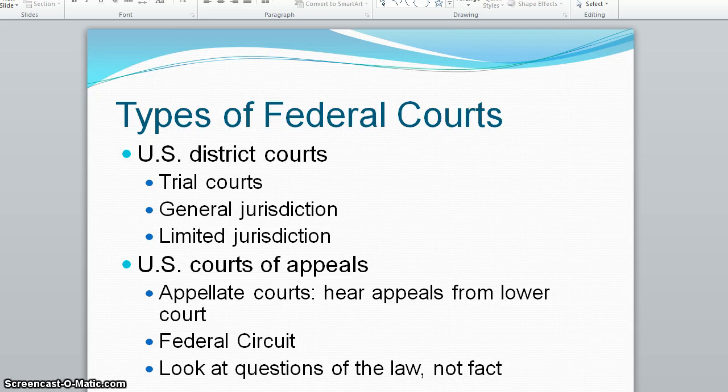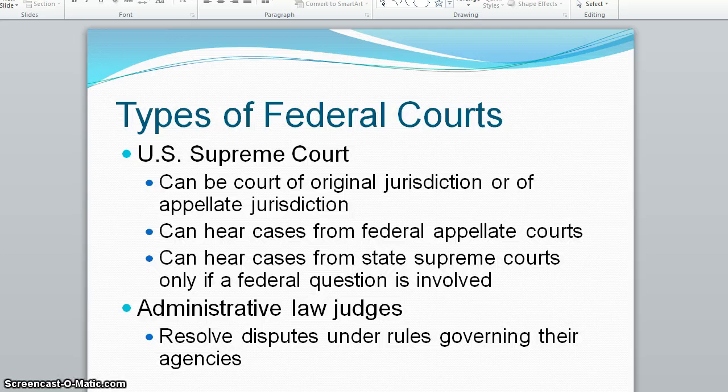Instead, their panel of judges decides whether a lower court made a mistake, usually based on questions of law rather than questions of fact. Their decisions are almost always final, except in the rare instance when the U.S. Supreme Court agrees to review the case.